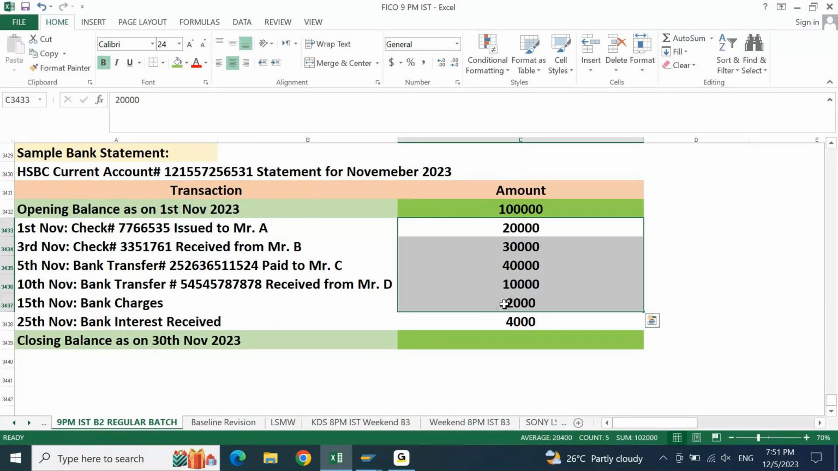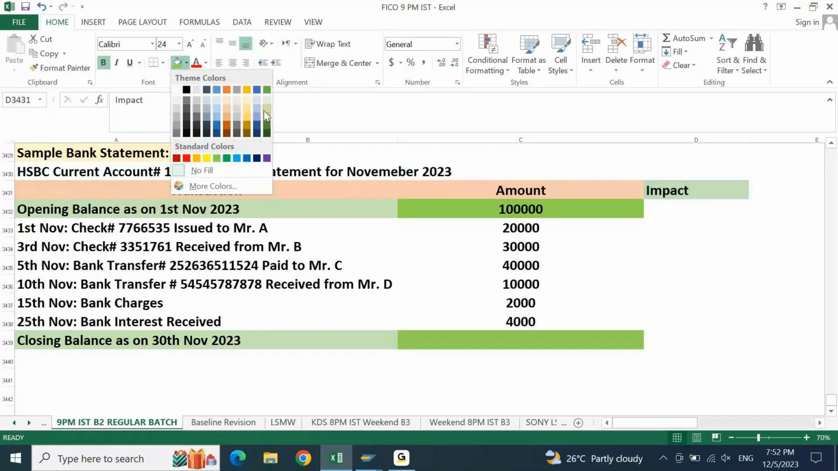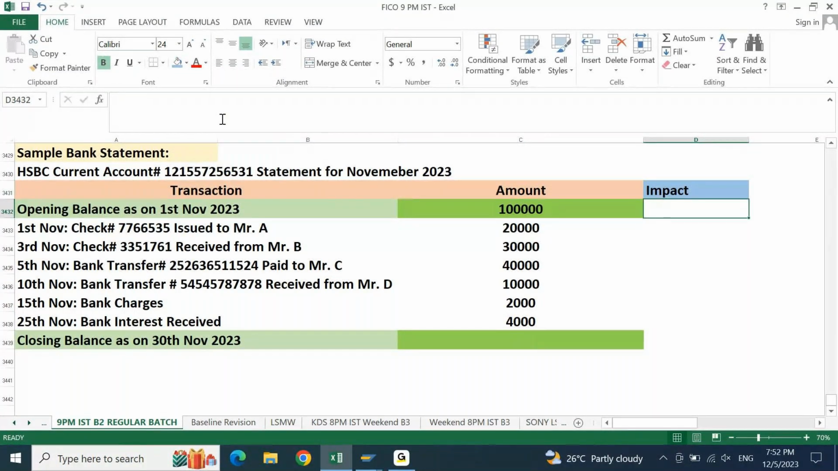When you are looking at the transaction, make sure how this transaction is affecting your bank balance. That means you need to put impact here. When I say impact, the transaction impact, whether this particular bank transaction is going to increase my bank balance or decrease my bank balance. Currently, you have the opening balance. Opening balance does not have any impact. I'm leaving opening balance impact as blank.